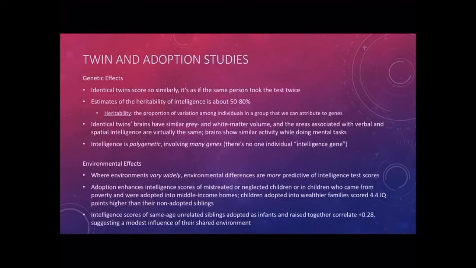And then intelligence scores of same-age unrelated siblings adopted as infants. That's kind of a lot. What we're saying is you're adopting two children who are not related at all, so now they come into the home and they are siblings, but they're not biologically siblings. So when we test these people, they tend to correlate 0.28, which is a modest correlation, suggesting that their shared environment, the house that they grew up in, had some effect on their intelligence level.